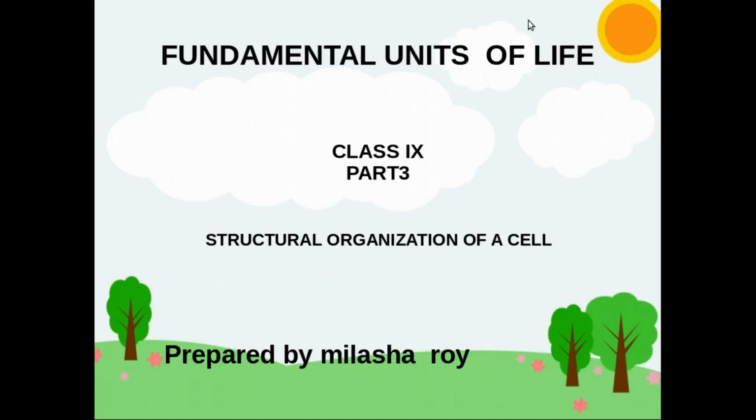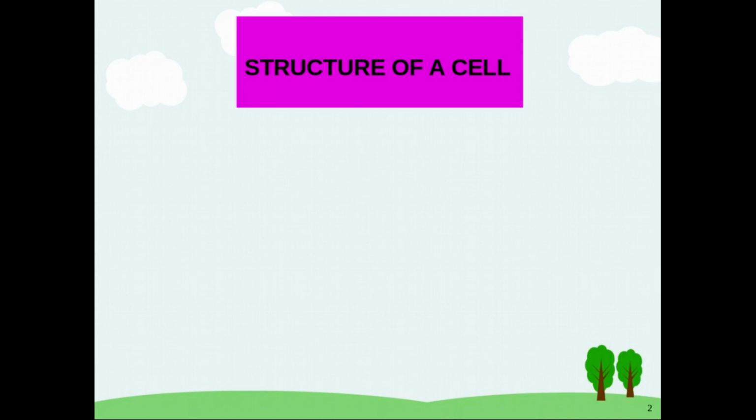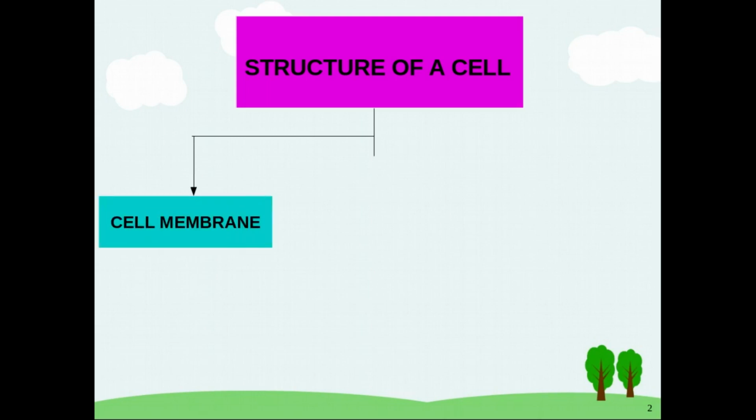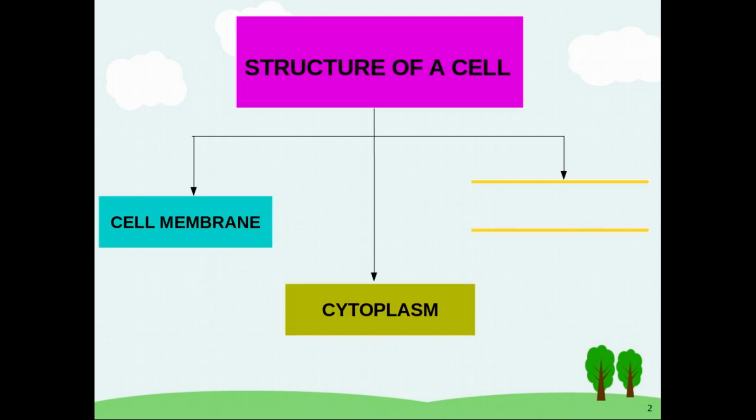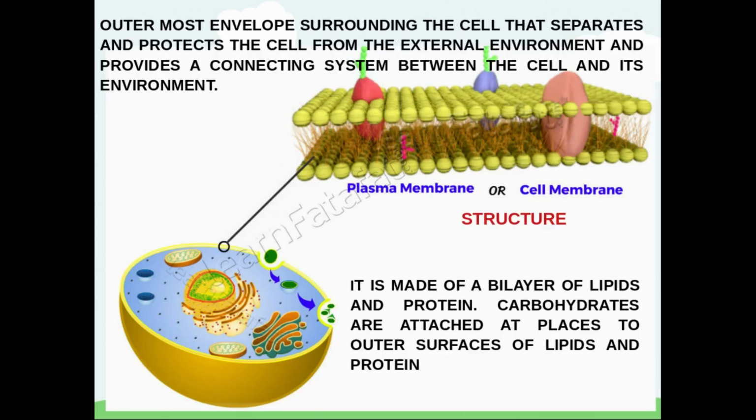Dear students, as we learned from previous classes, a cell is a tiny mass of protoplasm which is surrounded by a membrane and is capable of performing all functions of life. A typical cell is formed of three parts: cell membrane or plasma membrane, cytoplasm, and nucleus. When we observe a cell under a compound microscope, we could observe the cell membrane, nucleus, and cytoplasm.